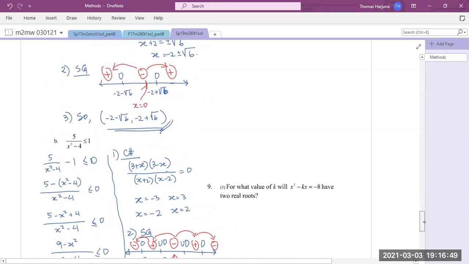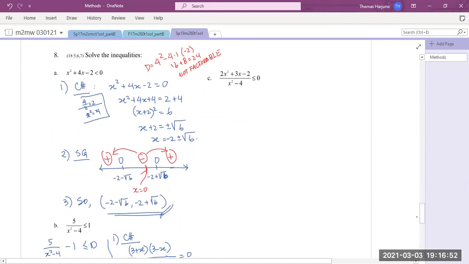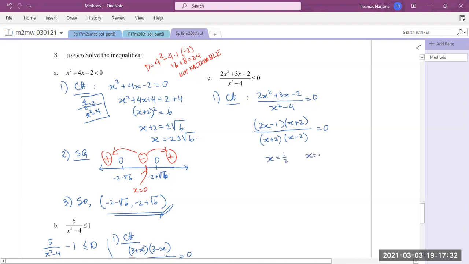Let's go on with part C. Part C, we have rational inequality again. The other side is already 0, so let me go to critical numbers right away. 2x squared plus 3x minus 2 over x squared minus 4 equals 0. Then we factor: (2x - 1)(x + 2) over (x + 2)(x - 2) equals 0. So the critical numbers: x equals 1/2, x equals -2 with multiplicity of 2, and x equals 2.